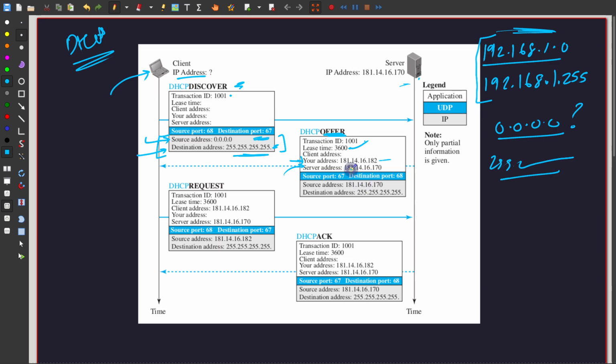Please contact me, and the one address that I can offer you is this one, and I'm offering it to you for 3600. Okay, and again, notice how the client is sending it from port number 68 and sending it to port 67. Now since the server is now responding, it will respond from port number 67 and it will respond to port number 68, right?